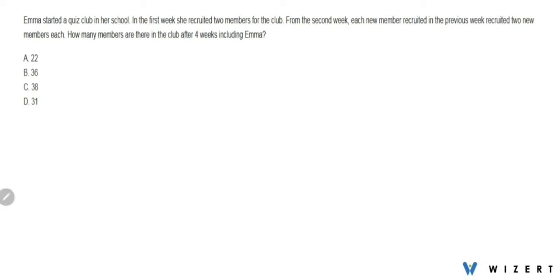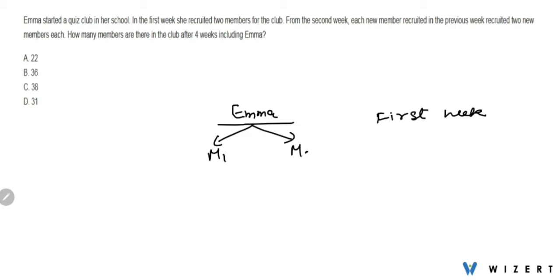So, let's say in the first week, Emma recruited 2 members, let's say M1 and M2. Now it is given in the question that from the second week, each new member recruits 2 new members. So this M1 will recruit 2 new members, let's say M3, M4, and M2 will recruit 2 members, let's say M5, M6. So this is our second week.